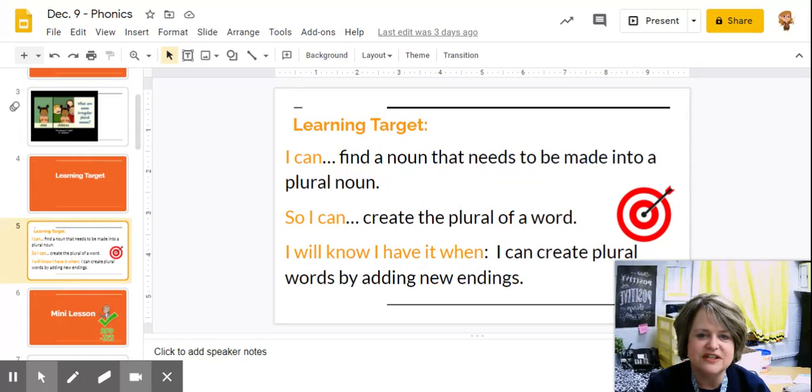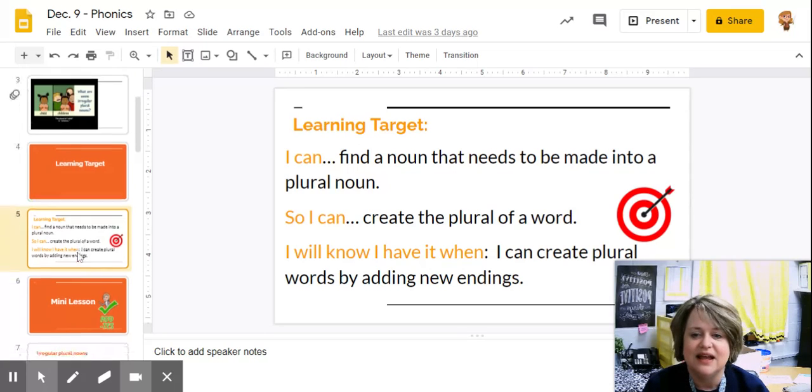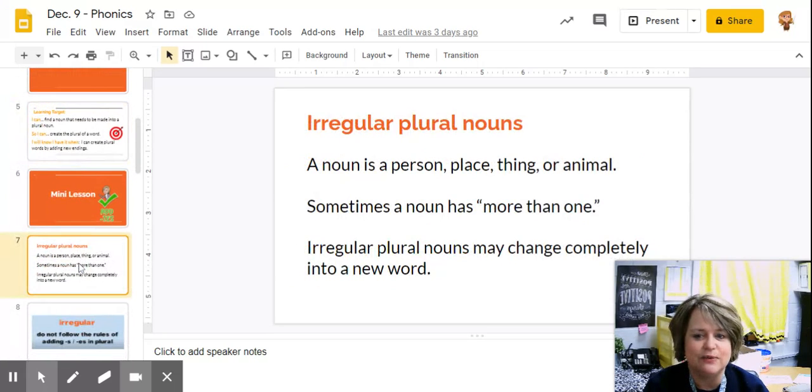Your learning target for today says, I can find a noun that needs to be made into a plural noun, so I can create the plural of a word. I will know I have it when I can create plural words by adding new endings. And so today is definitely going to be a crazy day, just trying to figure out how we're going to make some of these words plural.